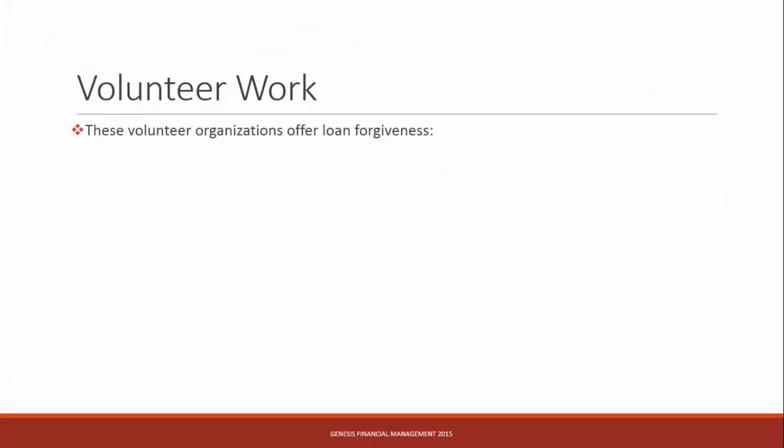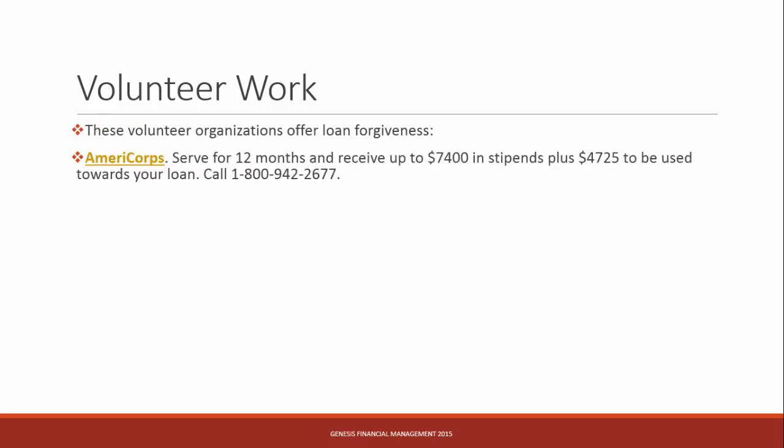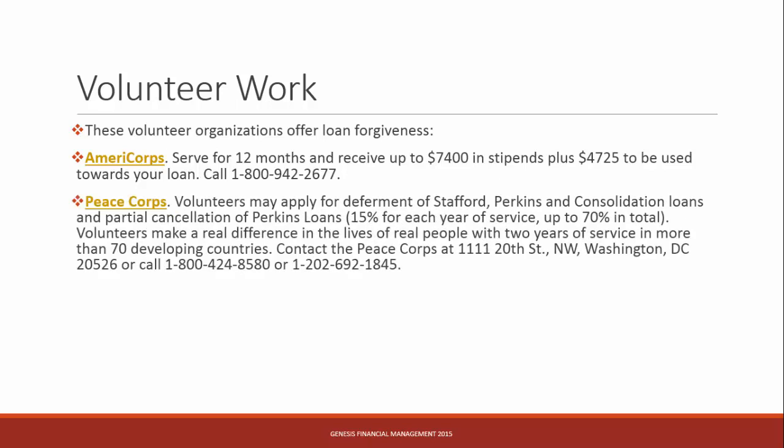Volunteer work. These volunteer organizations offer loan forgiveness. AmeriCorps. Serve 12 months and receive up to $7,400 in stipends, plus $4,725 to be used towards your loans. Peace Corps. Volunteers may apply for deferment of Stafford, Perkins, and consolidation loans and partial cancellation of Perkins loans, 15% of each year of service, up to 70% in total.